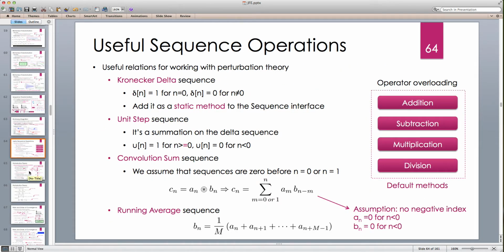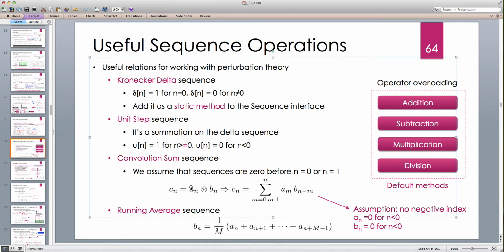We also discussed some useful sequence operations. For example, canonical delta is just a sequence that we can define as a static method in our sequence interface. It's 1 only for n equals 0, and for any other n it's 0. Unit step, basically it's 1 for any n equal to 0 or greater than 0, and 0 for any n less than 0.